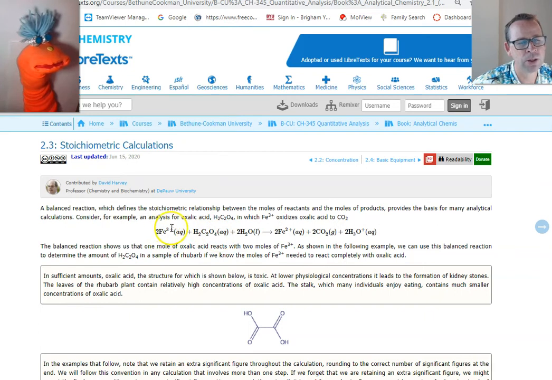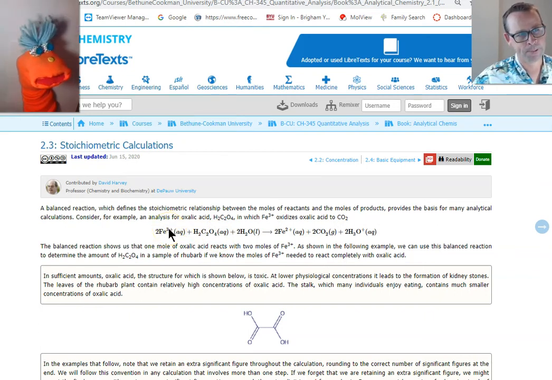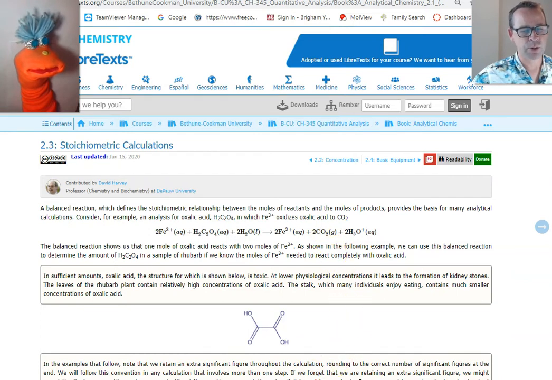All right, now you didn't call this iron plus 3, right? Do you think that's important? I don't know. It is, because see over here, it's iron plus 2, right? Oh, okay. 2 moles of iron plus 3, 1 mole of oxalic acid, 2 moles of water, 2 moles of iron plus 2, 2 moles of carbon dioxide, and 2 moles of H3O plus. Very good. Do you remember what H3O plus is?